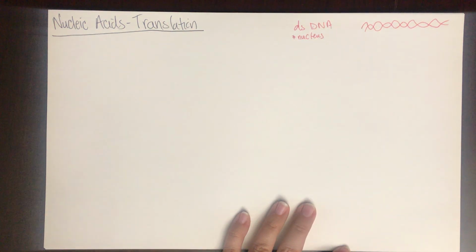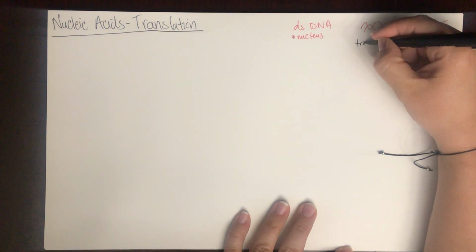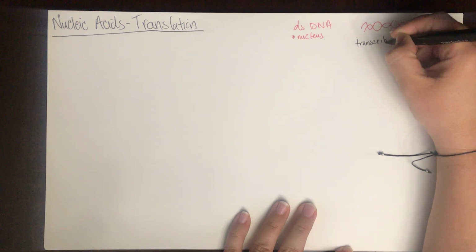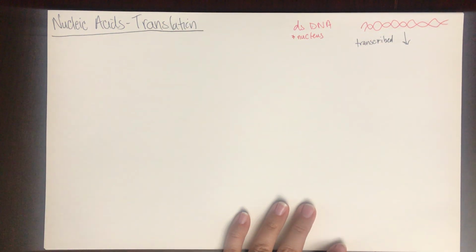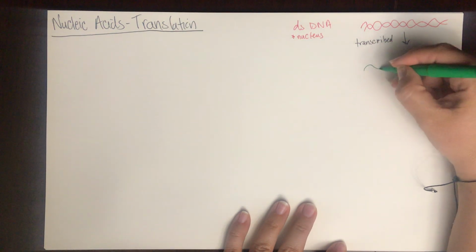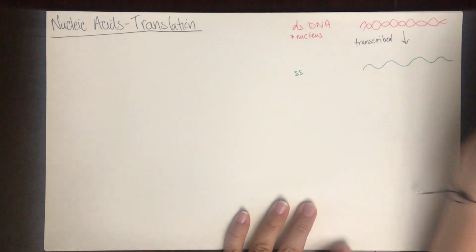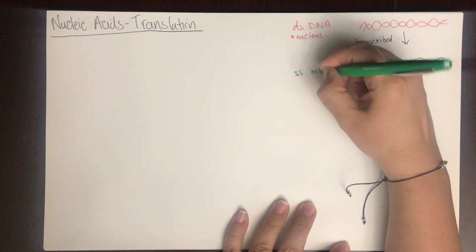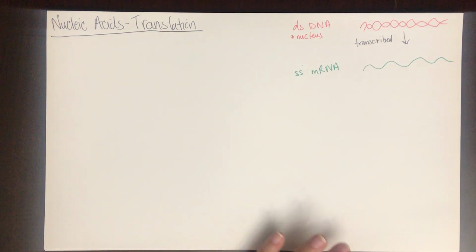That double-stranded DNA lives in the nucleus. The first thing that happens is it gets transcribed, a process called transcription, into single-stranded messenger RNA. This process all happens in the nucleus.